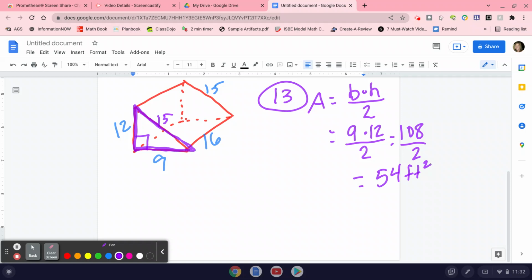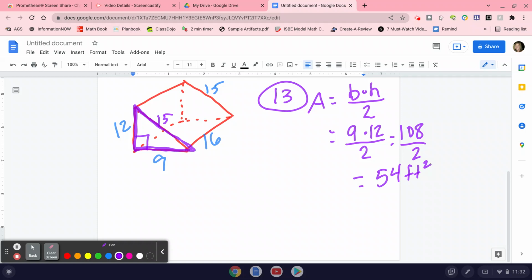Number 14, I was building off of that problem. It says, what is the surface area of the figure? Show all work. Why do you think I wrote out side 1, side 2, side 3, side 4, side 5? So you know what each side is? Because there are 5 sides on a triangular prism.